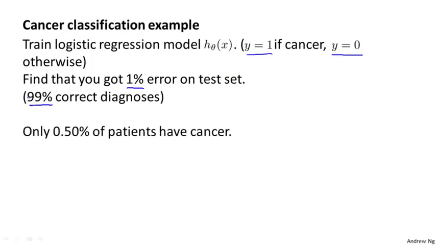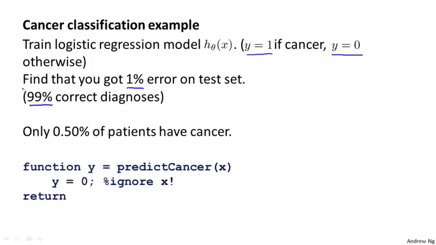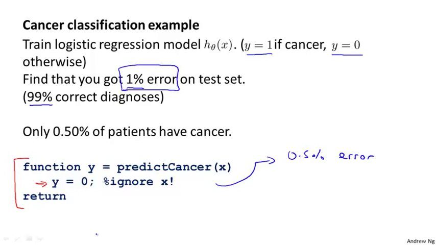But now, let's say we find out that only 0.5% of patients in our training and test sets actually have cancer. So only 0.5% of the patients that come through our screening process have cancer. In this case, the 1% error no longer looks so impressive. In particular, here's a piece of non-learning code that takes the input features x and ignores it. It just sets y equals 0 and always predicts nobody has cancer. And this algorithm would actually get 0.5% error. So this is even better than the 1% error that we're getting just now. And this is a non-learning algorithm that's just predicting y equals 0 all the time.